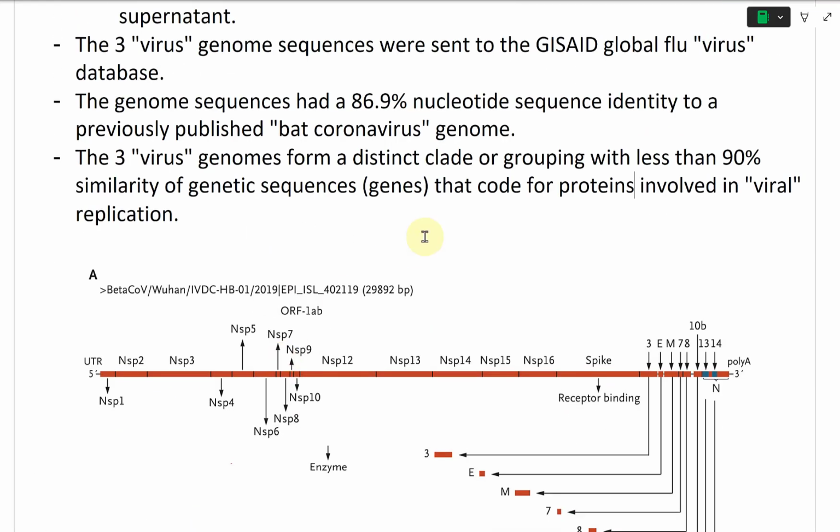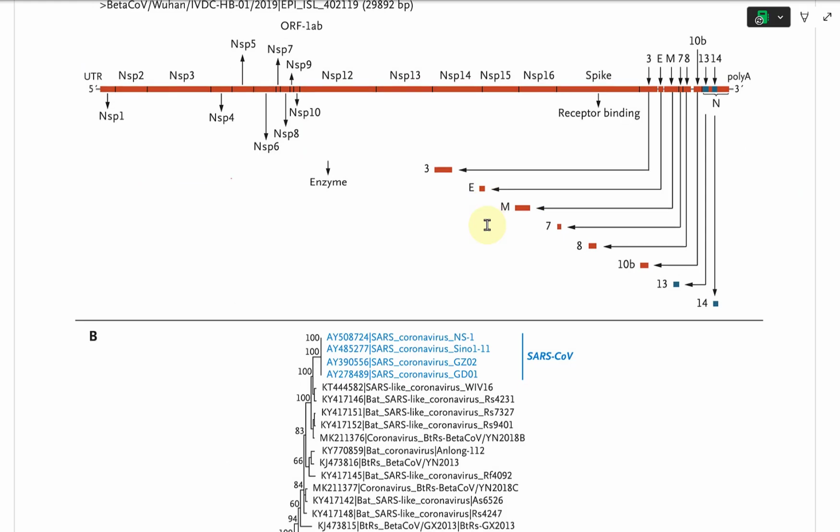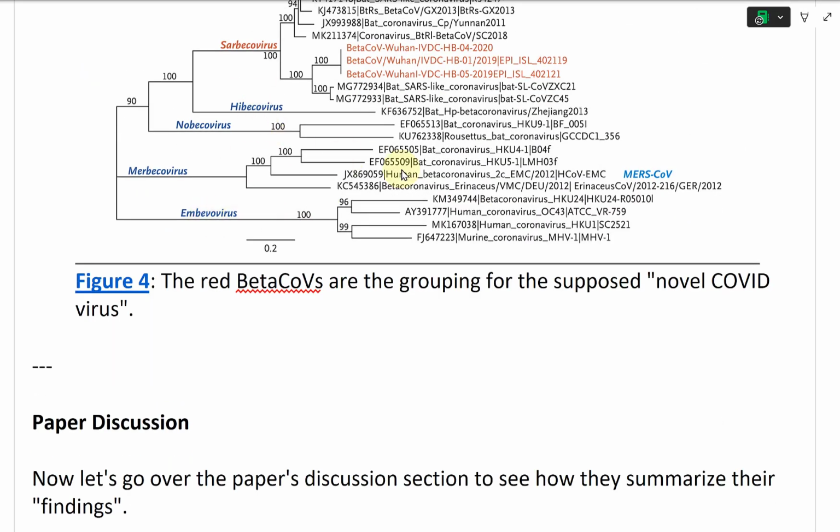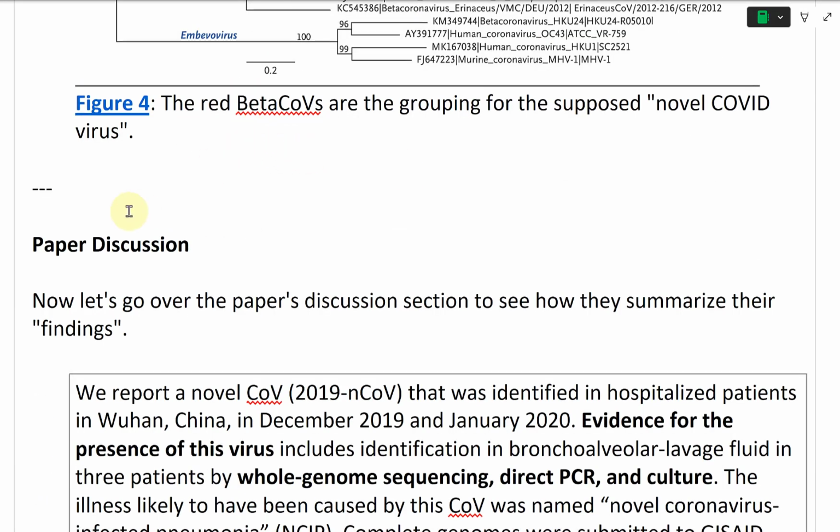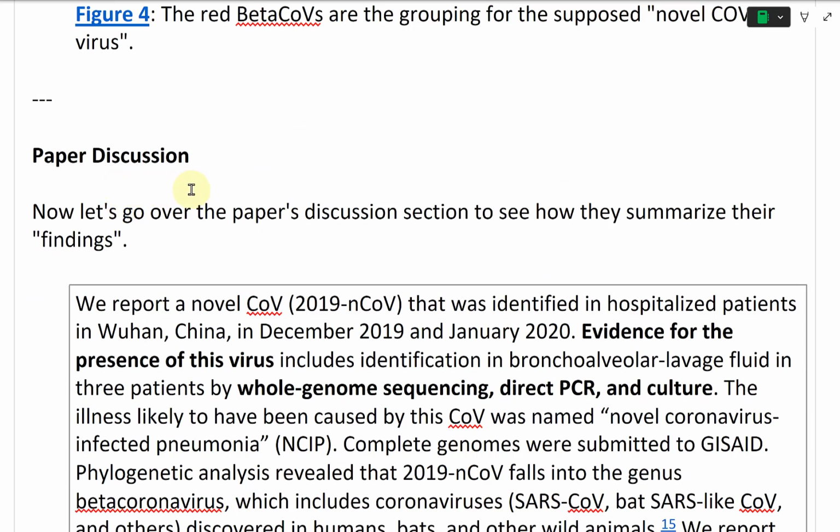Yes, very interesting. So the main replication gene has less than 90% similarity, and that's why they're going to be calling it a new coronavirus. It's not matching up with the other ones. All right, and now let's take a look at the paper discussions, the last part of the paper, and then I'm going to start summarizing everything.